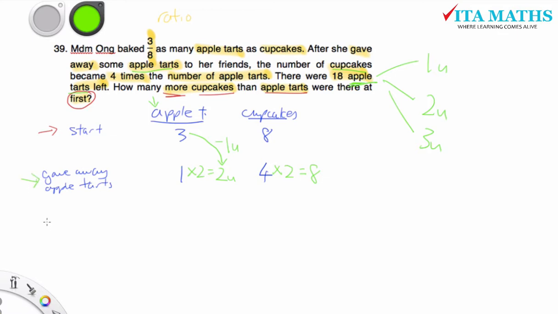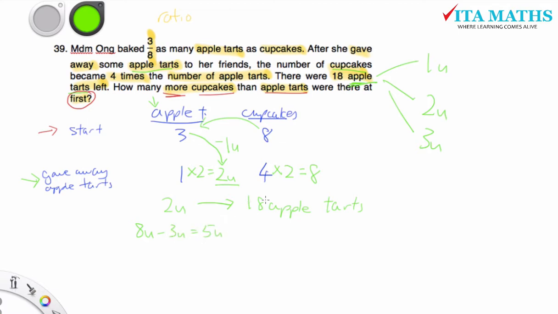There were 18 apple tarts left. For what is left, you're going to look at here. After they gave away 1 unit, Madam Ong was left with 2 units. That is why 2 units is equal to 18 apple tarts. So now you know that 2 units is 18 apple tarts. You need to find out how many more cupcakes than apple tarts were there at first. So you compare this to how many units are there? This is 8 here, this is 3, so the difference is 5 units. So you take 8 units minus 3 units equals 5 units.